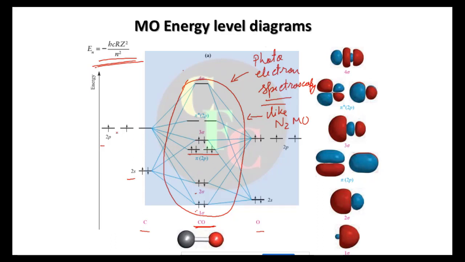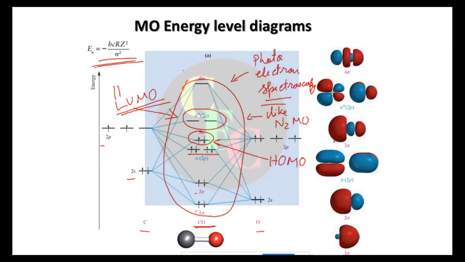Now by energy ordering, you just put the electrons by Pauli's exclusion principle and Hund's rule. You have 4 electrons here and 6 electrons here. You just do this and you find that this sigma type of orbital is the HOMO, the highest occupied molecular orbital, and this is our LUMO, the lowest unoccupied molecular orbital, right? Now this HOMO is fully occupied.